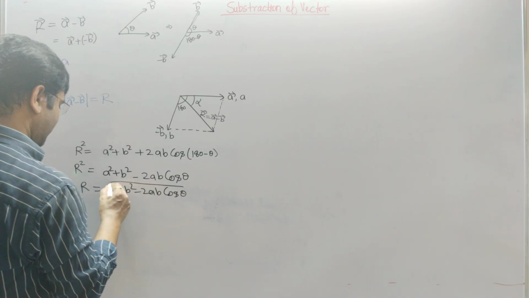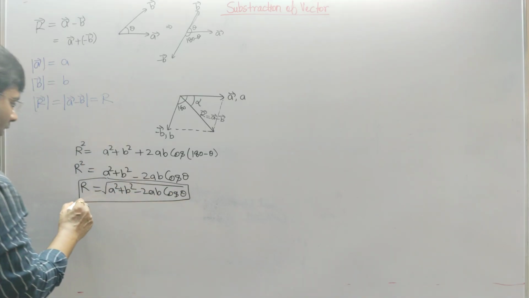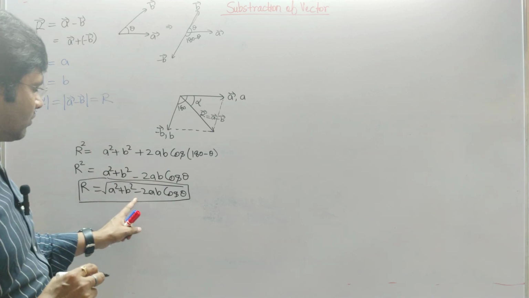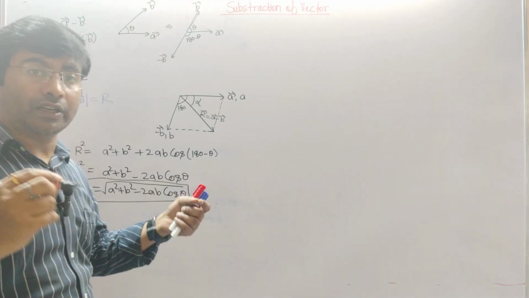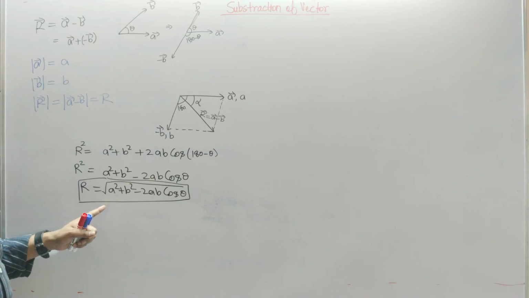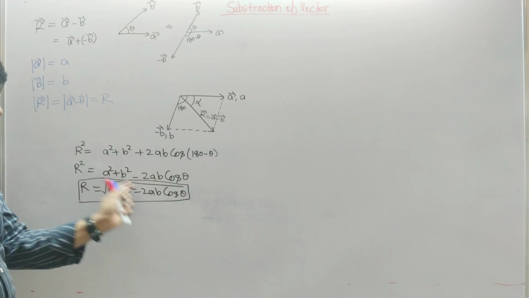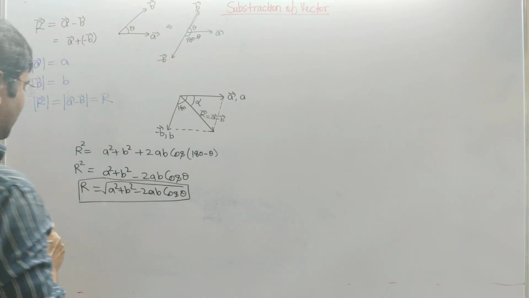So there is a little change in this formula. Earlier we were getting the resultant of two vectors as A square plus B square plus 2AB cos theta when vectors were added. Now the vector is subtracted. So whenever you subtract a vector, we have to change the plus to a minus sign here. So this is the resultant value.